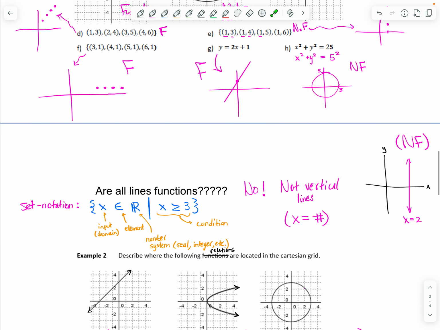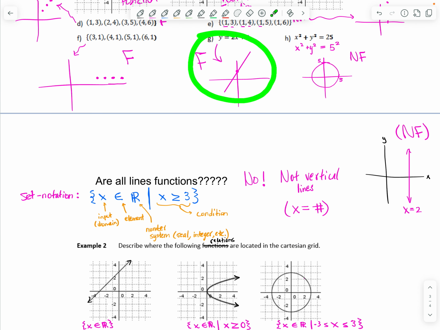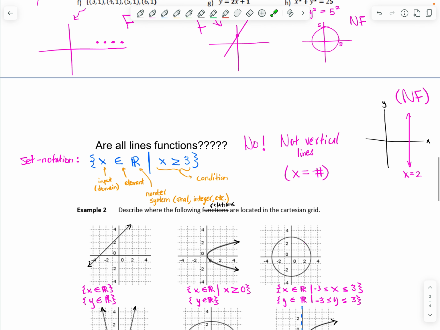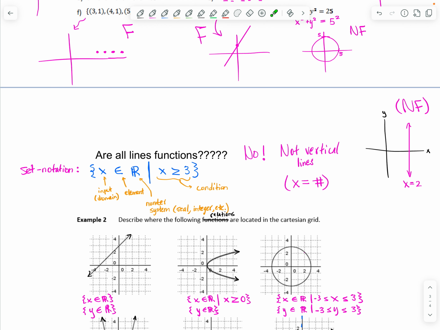Okay. Which brings up the question, when we were looking at G here, are all lines functions? Well, it turns out no, vertical lines are not functions, they're relations, because by definition, if I drew a vertical line on top of that, every point on that line would be touching that vertical line. So it's not a function, right? You can imagine a value of x equals 2. Well, I have infinite outputs for that single input, so it's not good. Okay.